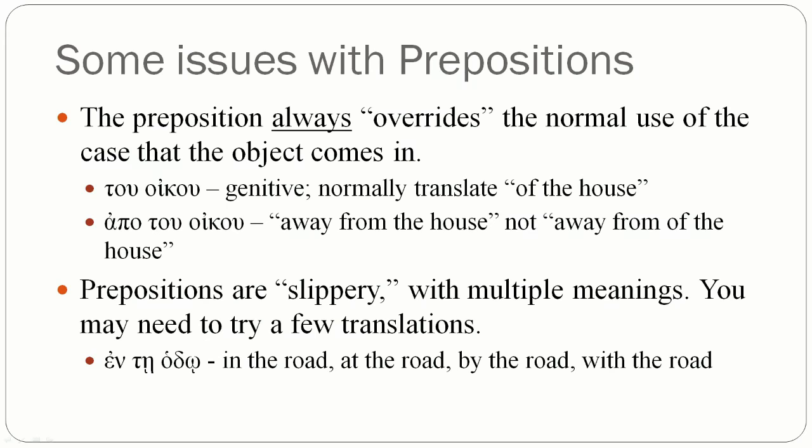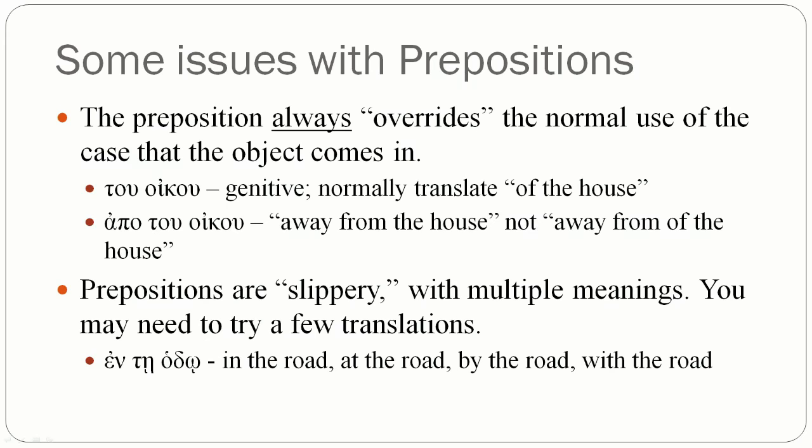Now the other thing that I did mention, prepositions are a little bit difficult to pin down. They have a lot of different meanings, and as we're translating, most of the time those basic meanings that I gave you work. Appa is away from, ek is out of, en is in, and eis is into. Those are the basic meanings, but in certain contexts you may need to try a few of the options.